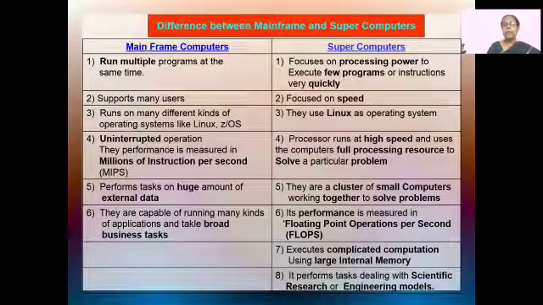Here, its performance is measured in floating point operations per second. It's called FLOPS. So how fast is their operation? It's because their operations are performed in seconds. It's called floating point operations per second. Depending upon this, you can know how fast a supercomputer is. Basically, they have a competition on supercomputers, to see which is the fastest.